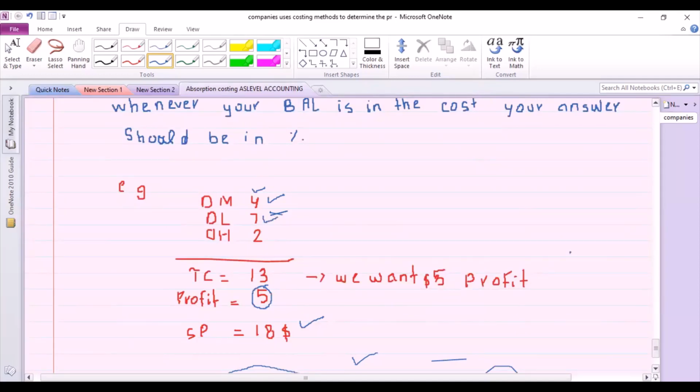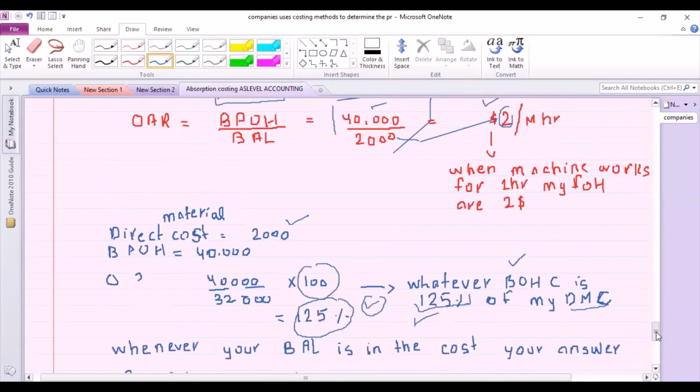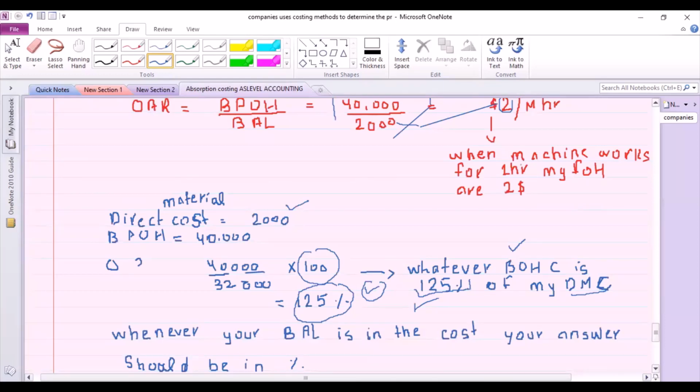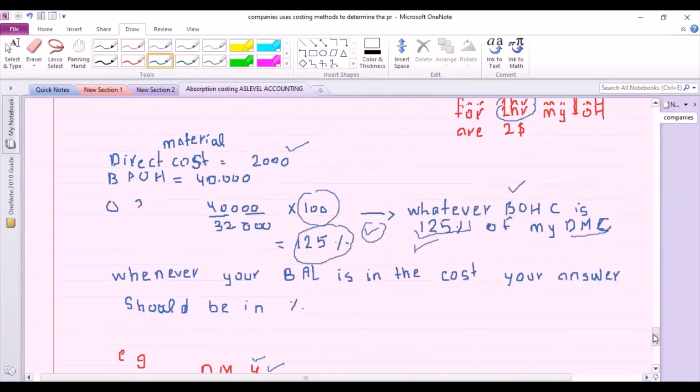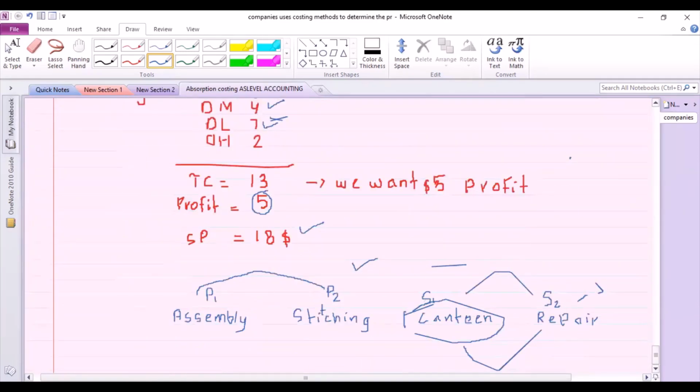So if, for example, I want to add my machine hours here, if my machine is working for 1 hour, it will give me $2 cost in my fixed overhead. So I will add $2 as my fixed overhead. So it will give me a total cost of $13. It means that the cost to produce one bag is $13. And this is what absorption costing says. Absorption costing says that we should not look only at direct material and direct labor, we should not look only at variable cost, we should look at fixed overheads also.